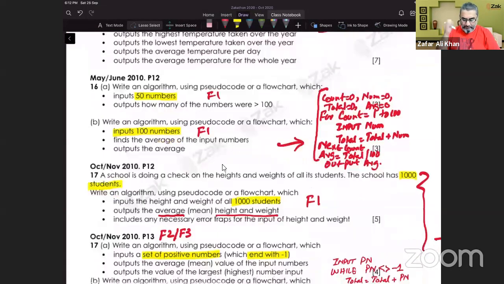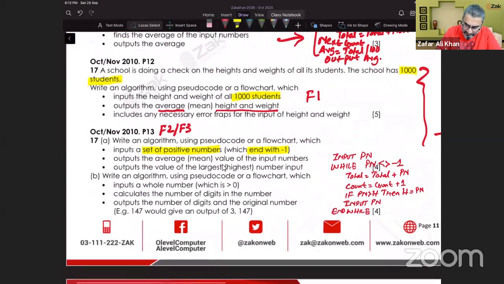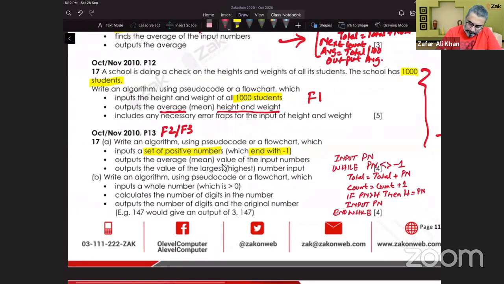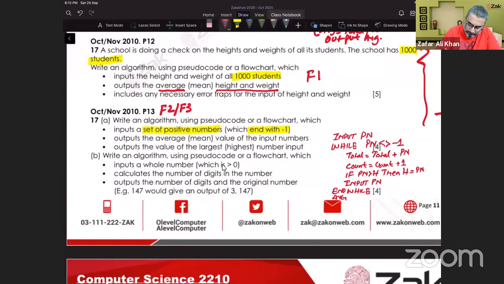Once you get out of this loop, you will have to find the average. So average is equal to total divided by count, and then you will output average, comma, highest.